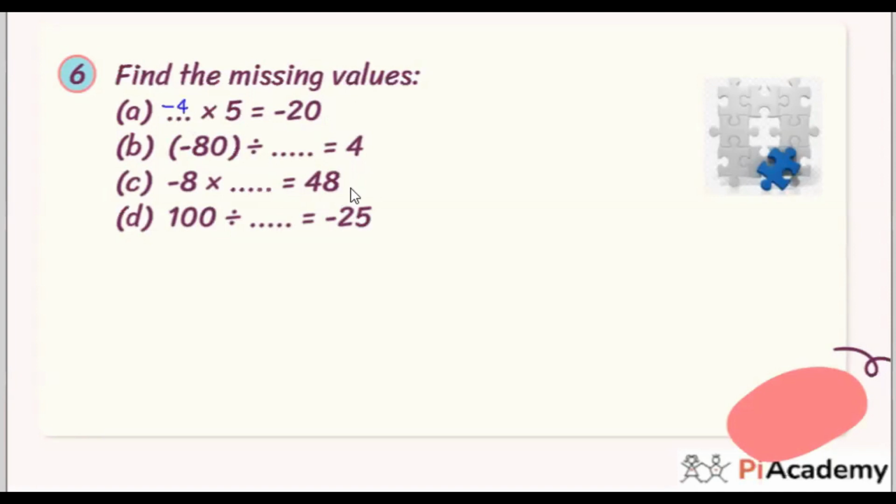Okay. Now I am selecting the next question. And who is going to answer me this? Anya, can you please tell me this one? Minus 80 divided by what to get 4? Yeah. Is the answer 20? Minus 4 is the first one.